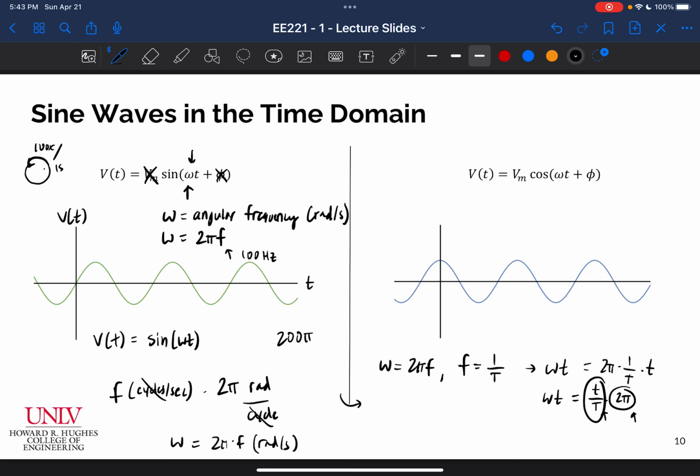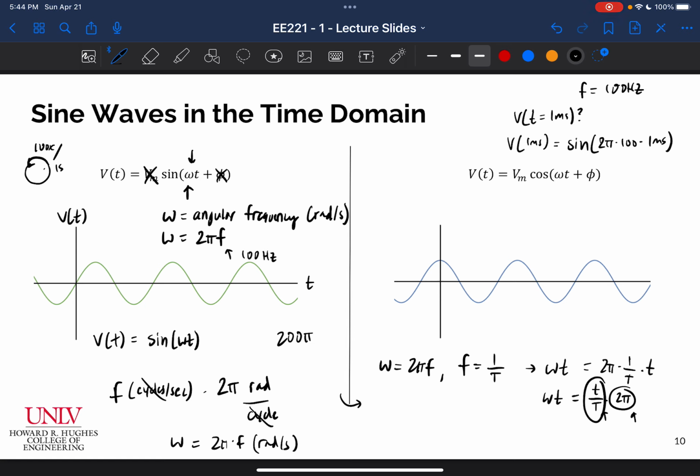So for example, let's say that I have a frequency of 100 hertz, like I said I had. And let's say I want to know what is the value of my V of t at time t equals 1 millisecond. Well, I would say V of 1 millisecond is equal to sine of omega t, which would be 2 pi times f, which is 100, times t, which is 1 millisecond. I would throw that in my calculator.